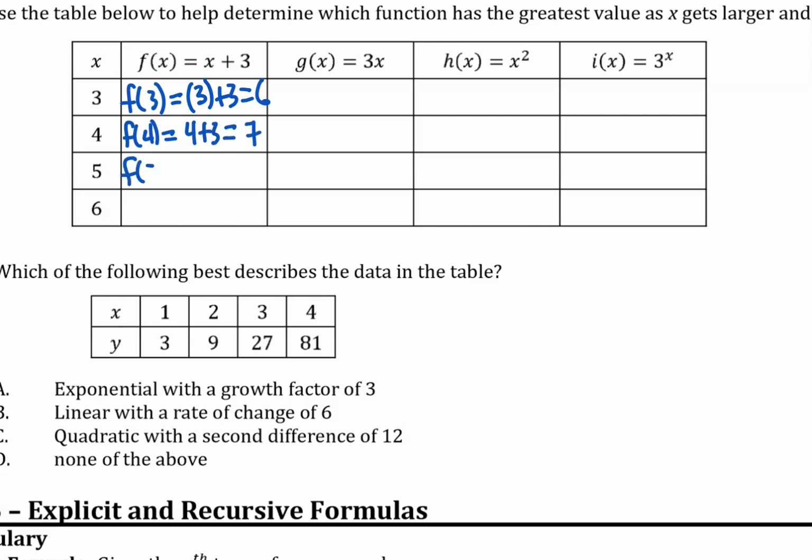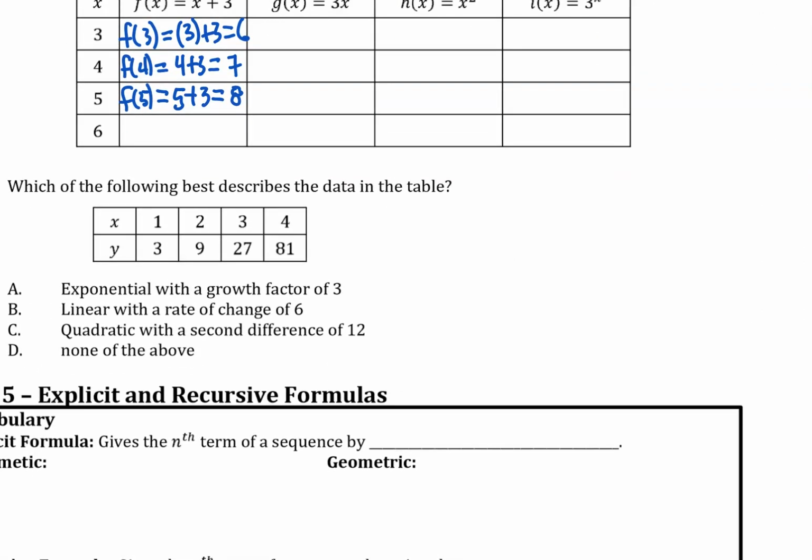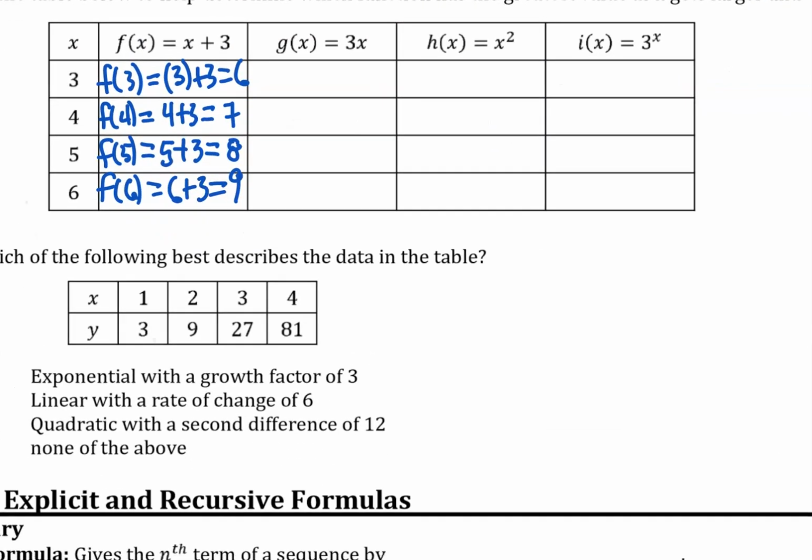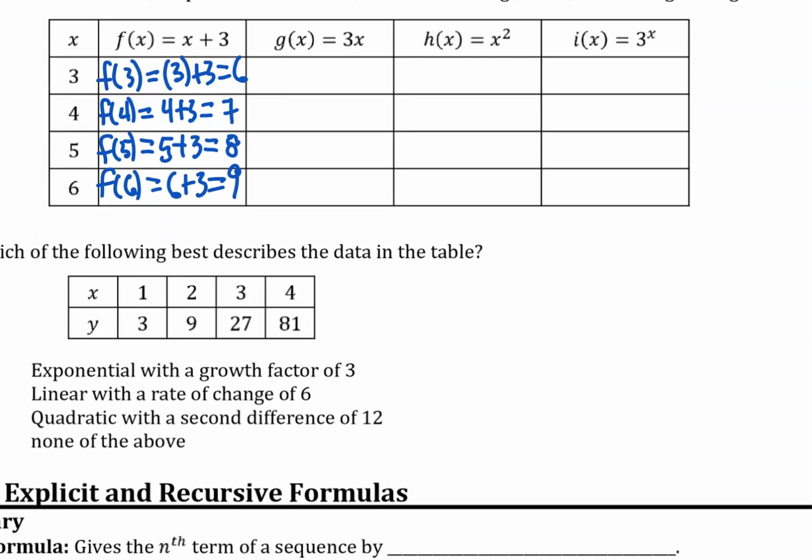F of 5. Everywhere you see an x, you plug in 5. This is 5 plus 3, that is 8. And then the last one, f of 6, that's going to equal 6 plus 3, that equals 9. So those are the values for these particular ones when you're talking about a linear function.